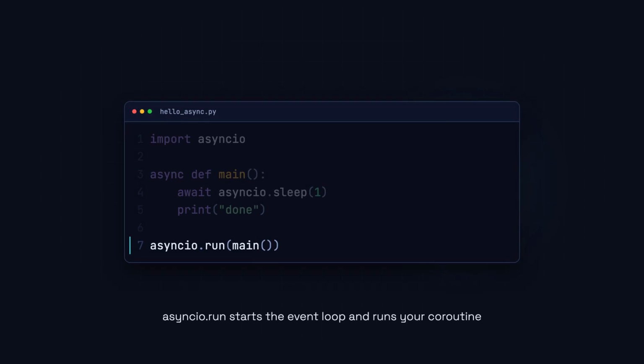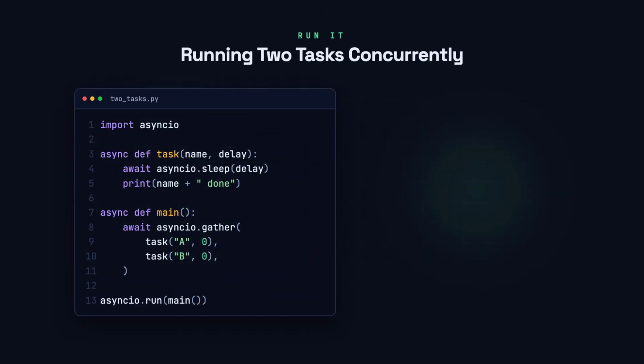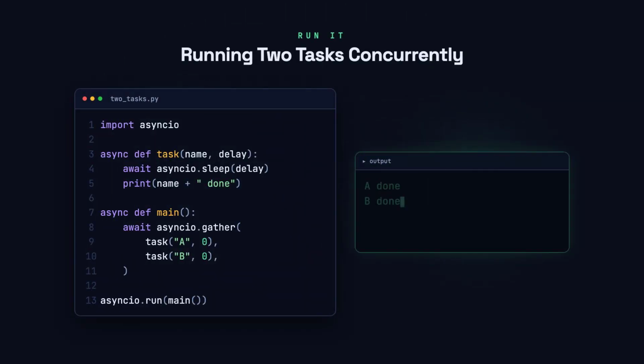asyncio.run is the entry point. It starts the event loop, the engine that schedules and switches between coroutines, and hands it your main coroutine to execute. Here gather runs two tasks at the same time. Both start, both reach their await, and Python resumes each one when it is ready, printing their results in order.